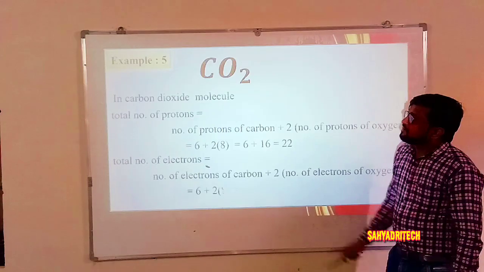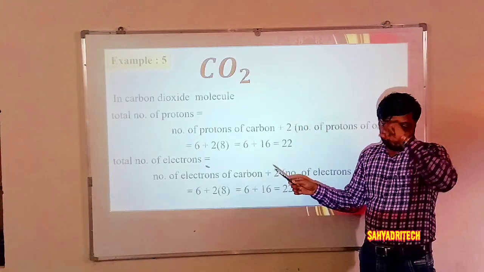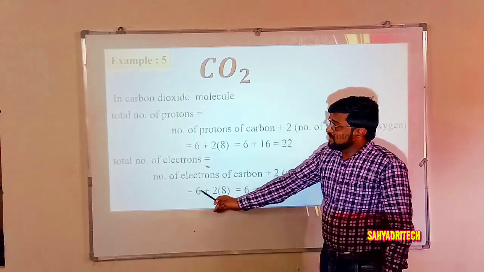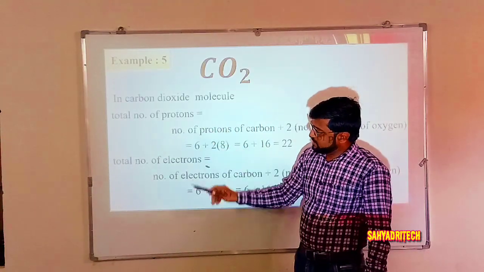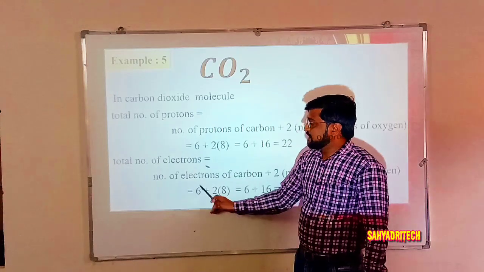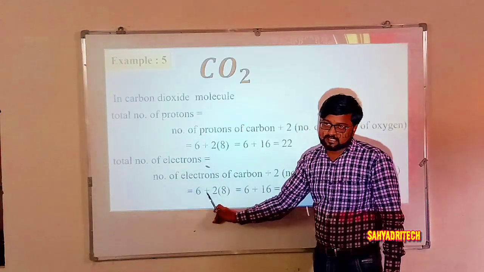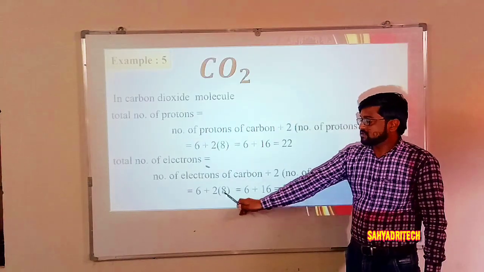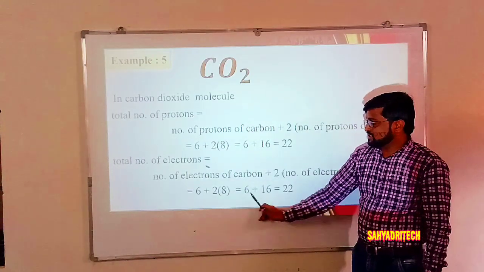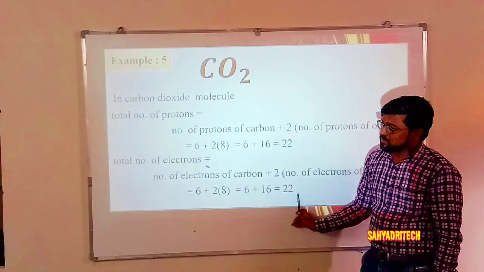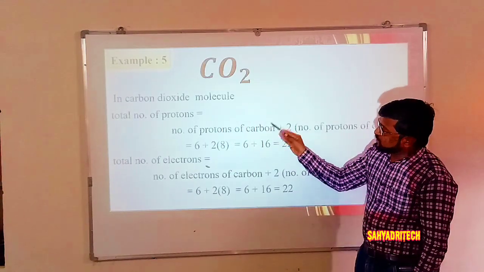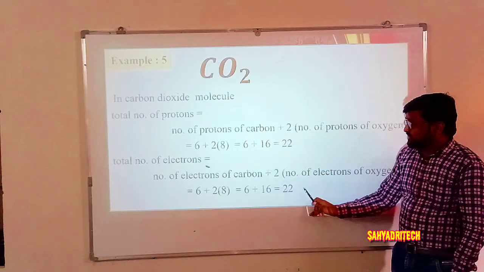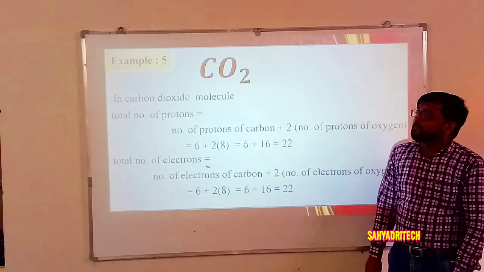Okay. Well, carbon dioxide is a neutral one. Therefore, we have to consider the number of protons to be equal to the number of electrons. That is, number of electrons of carbon plus 2 into number of electrons of oxygen, which is 6 plus 2 into 8. 2 into 8 is 16, so 6 plus 16 is 22. So total number of protons is equal to 22. Total number of electrons is also equal to 22.